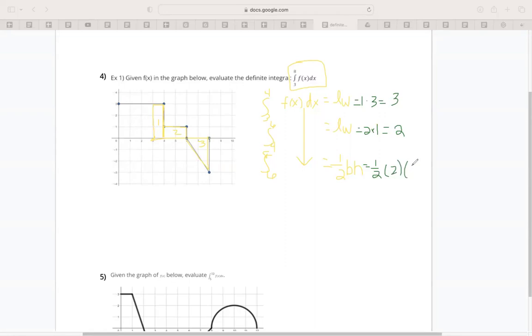But don't forget, this is underneath the graph. So the height is actually a -3. So that's going to make our area a -3 because it's under the graph. So it'll be a negative answer. So now the total area will be 3 plus 2 plus -3 gives me 2.